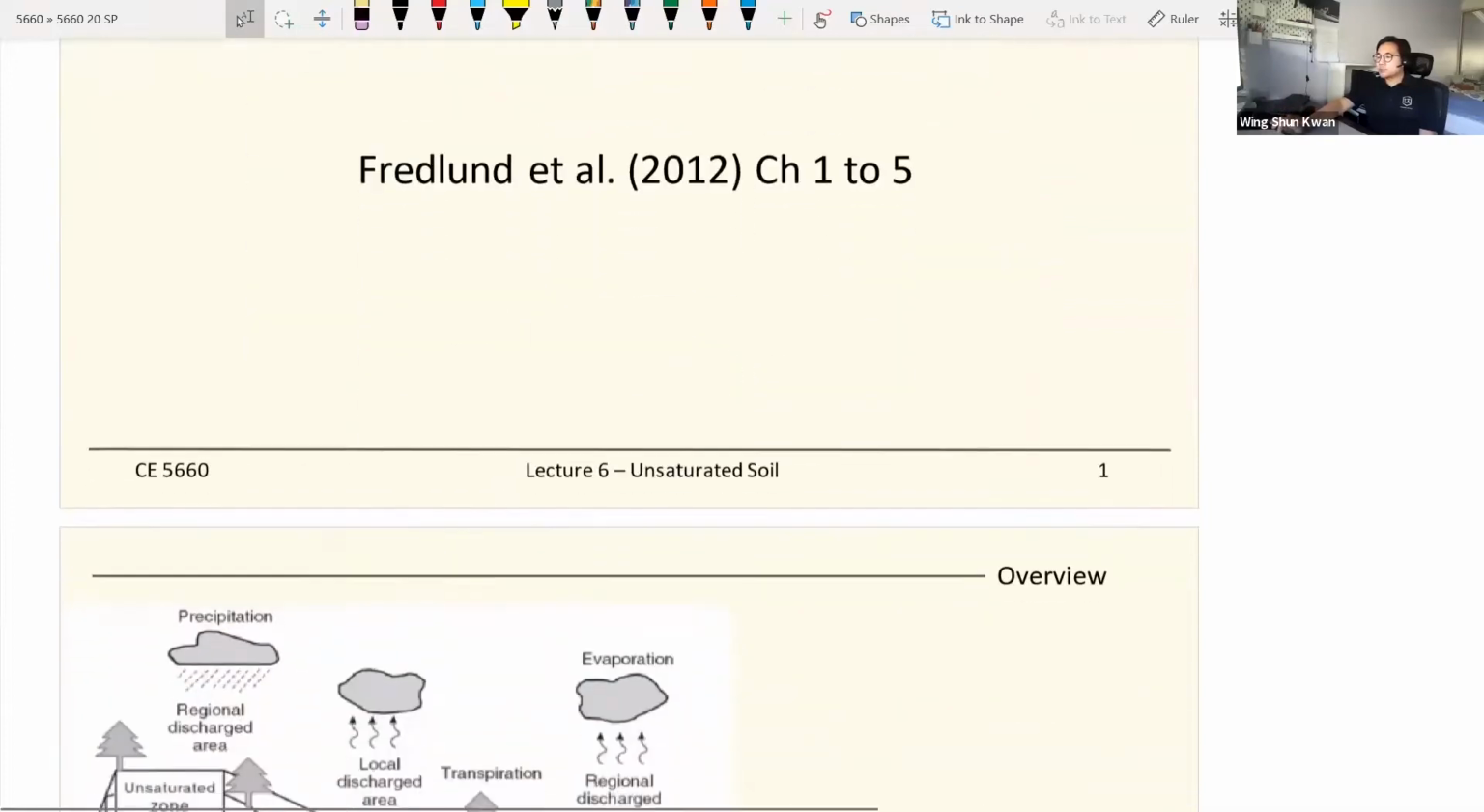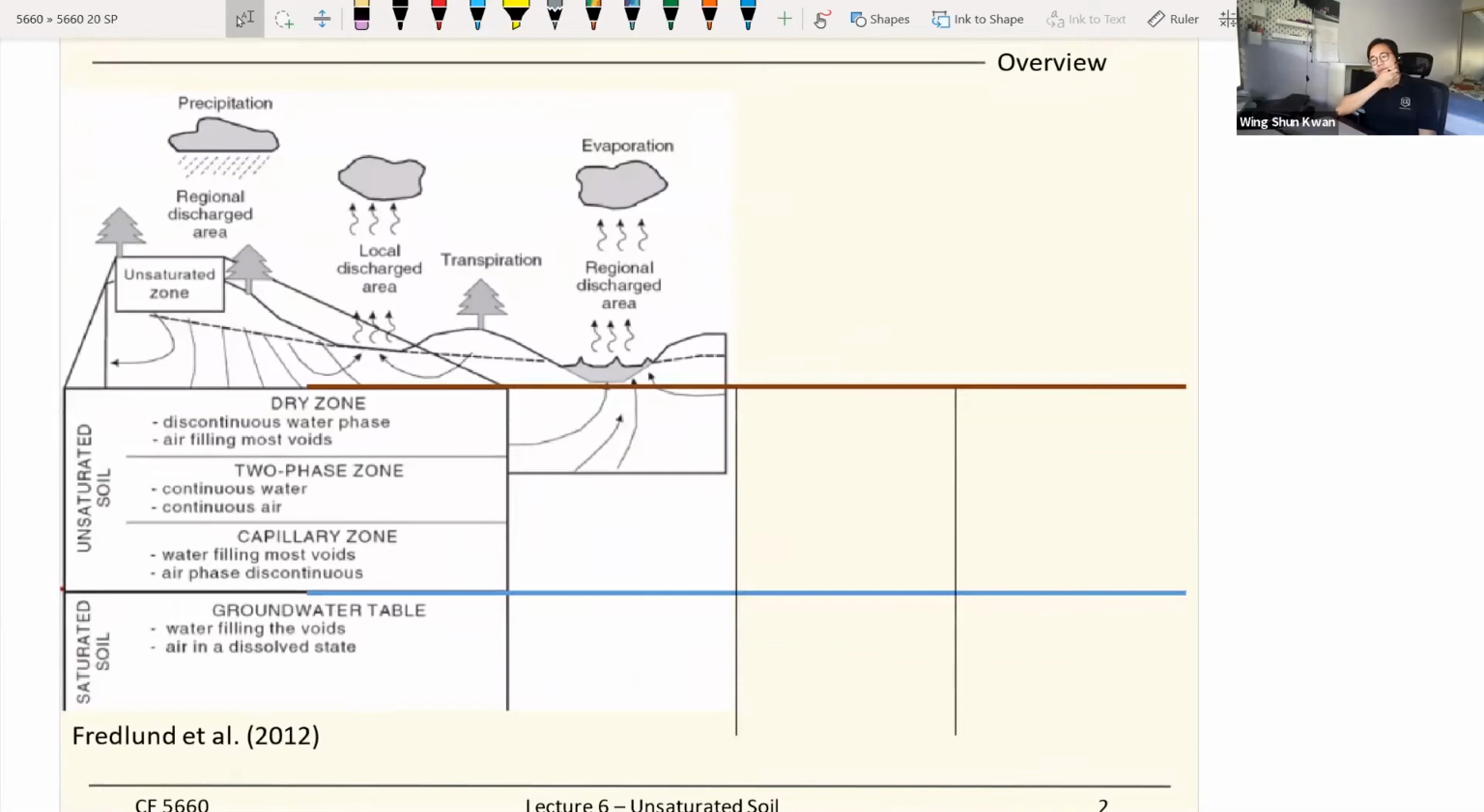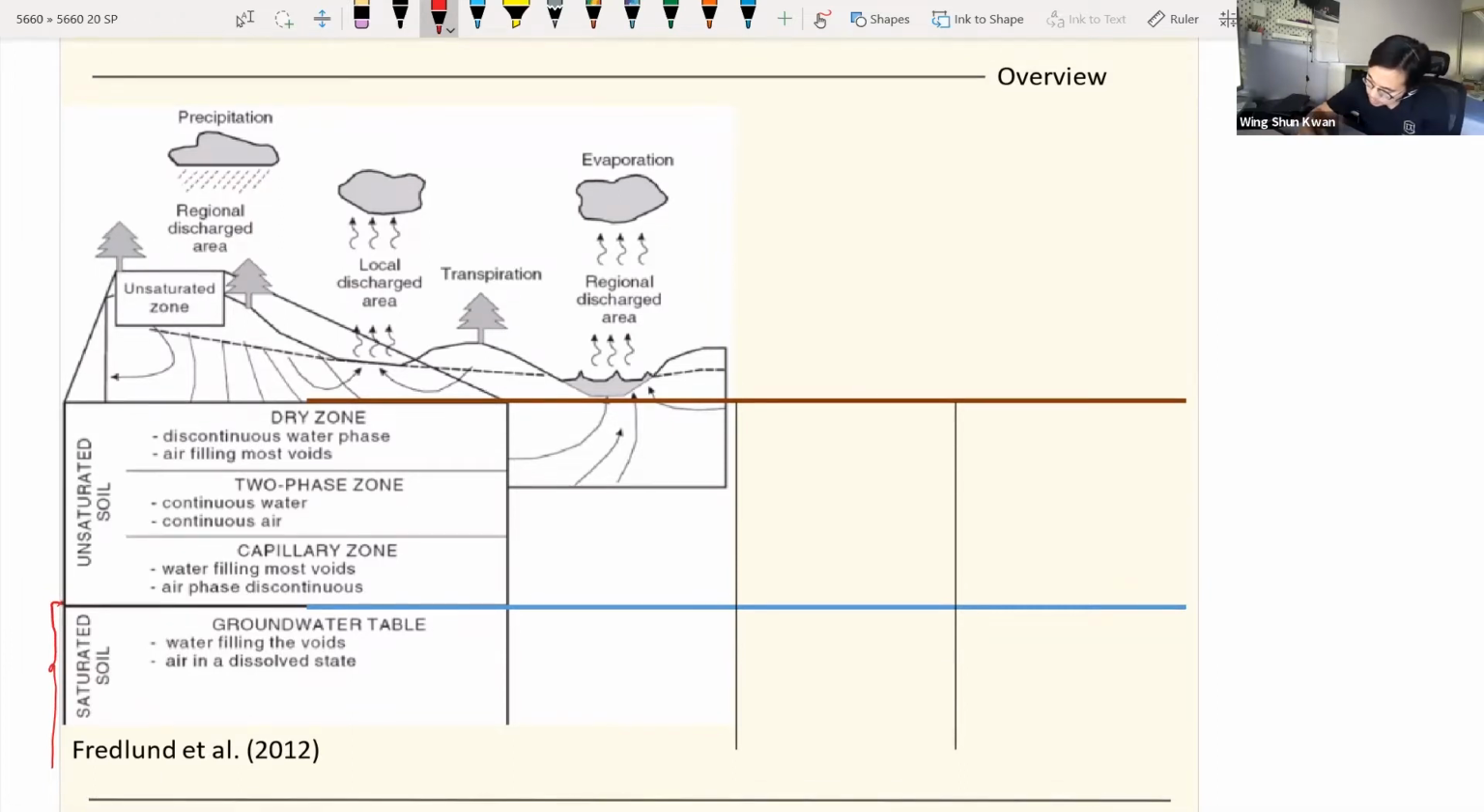So if I use one picture to start, this will be a very good picture. So in our geotech world so far, in C366, your undergrad, pretty much you stay there. Everything is saturated. So this is C366.